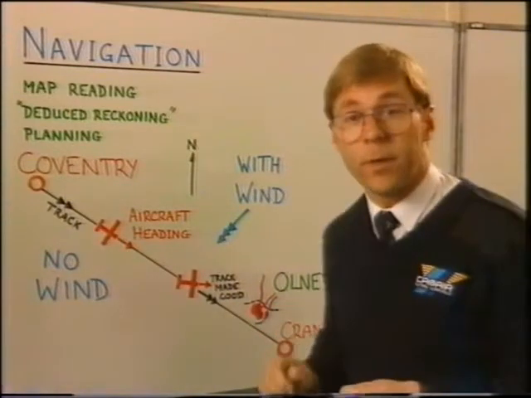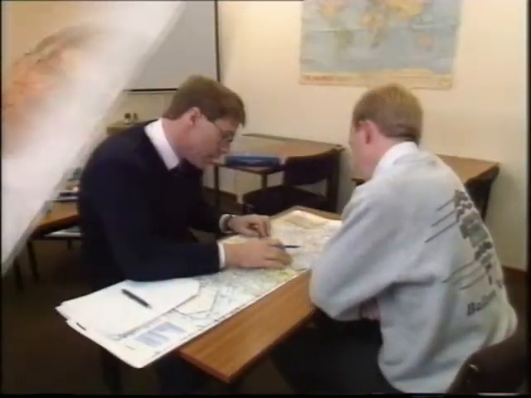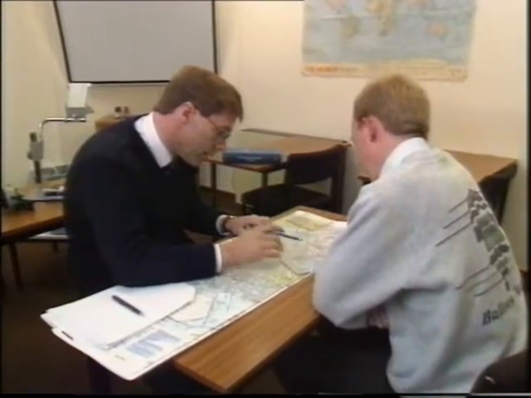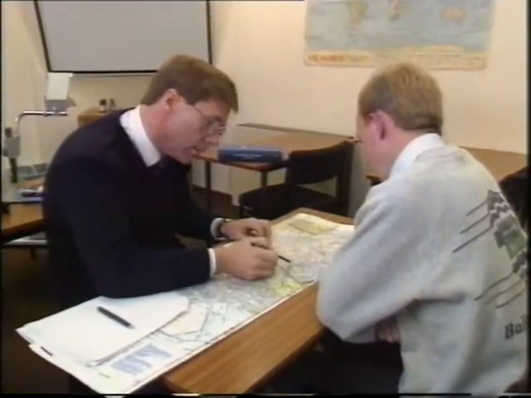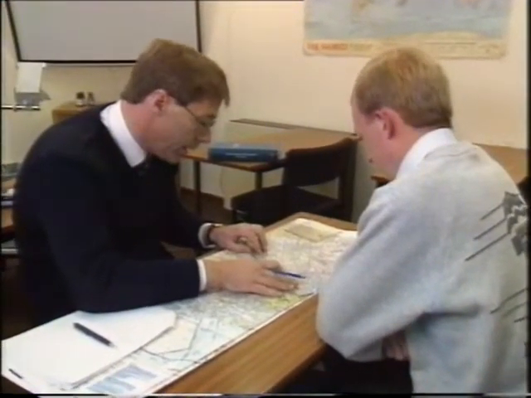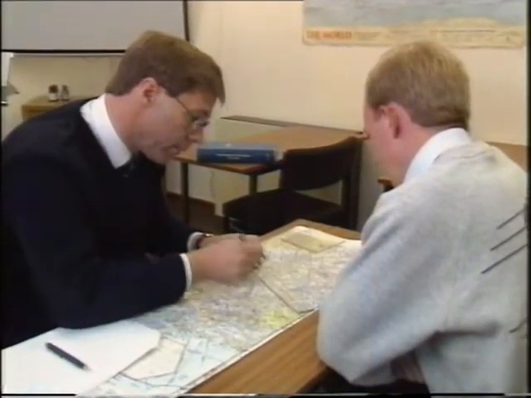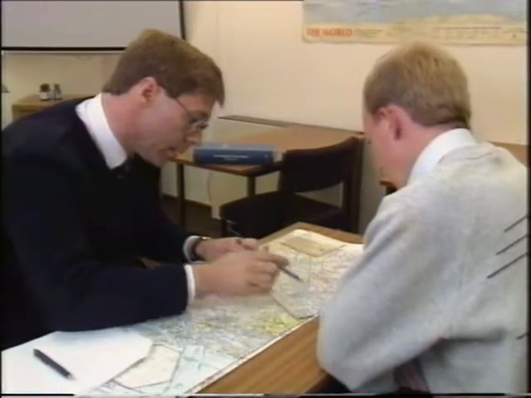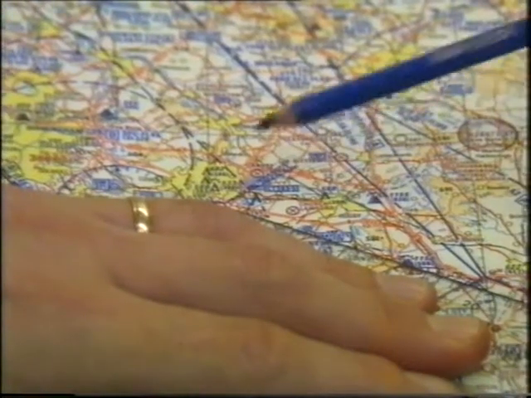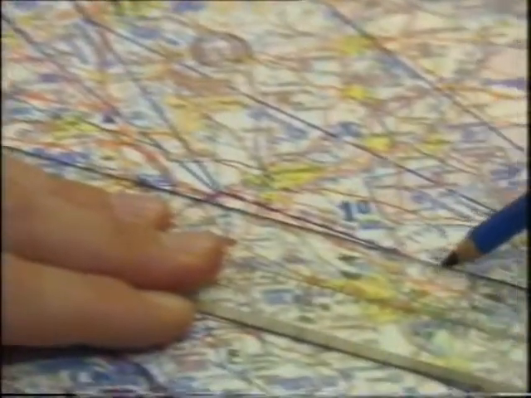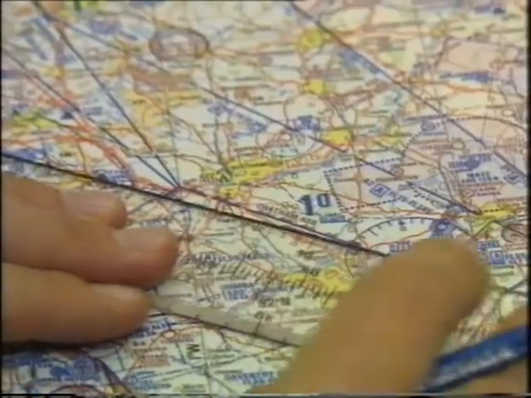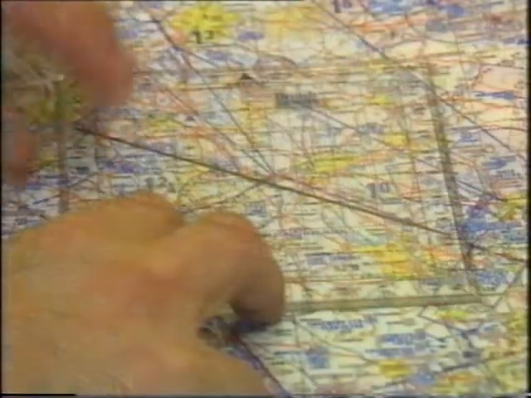Let's now have a look at the planning for our cross-country. Travelling from one place to another is probably the main reason for learning to fly. And today we shall be flying from Coventry to Cranfield. We simply draw a line between the two airfields like so. The distance is measured using the ruler. The track is measured at the centre of the line using the protractor.